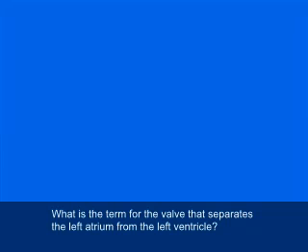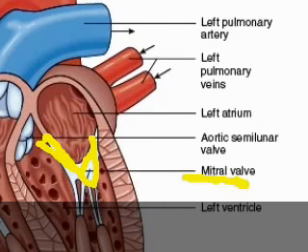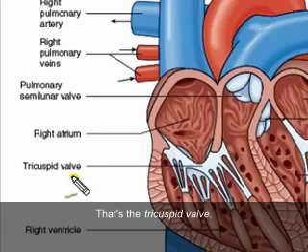And what is the term for the valve that separates the left atrium from the left ventricle? That's the mitral valve, M-I-T-R-A-L. And what is the term for the valve that separates the right atrium from the right ventricle? That's the tricuspid valve, T-R-I-C-U-S-P-I-D.